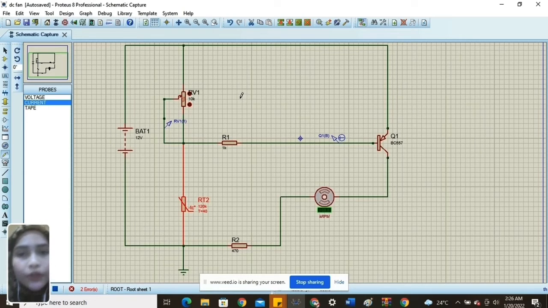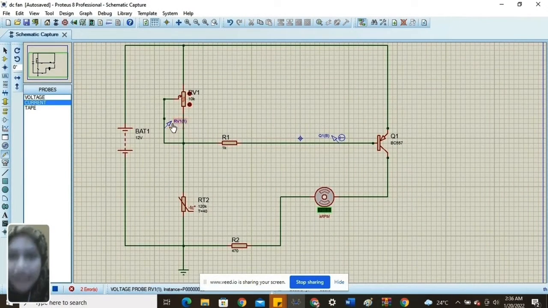So I will explain the components of the circuit first. This is the potentiometer with 10 kilo ohm resistance. This is the 12 volt power supply. This is the 1K resistor. This is the PNP transistor. I use model BC557 for this circuit. Meanwhile, this is the DC fan motor, R2 470 ohms, and the thermistor. I use an NTC thermistor to sense the temperature of the laptop.